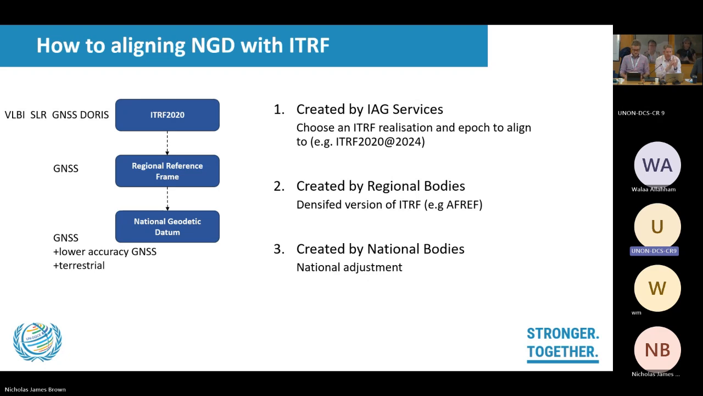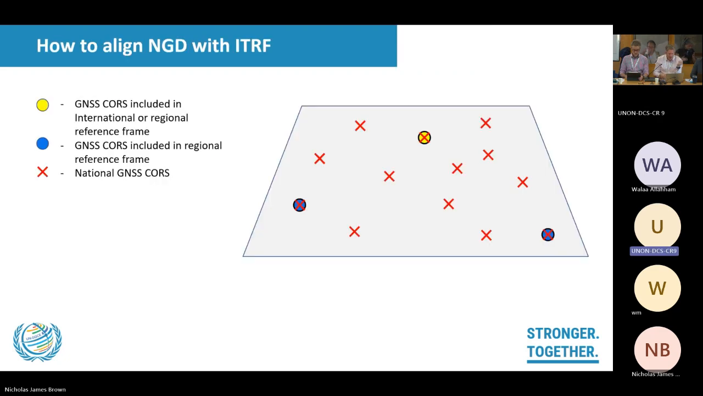And that's what I'm talking about when I say a national adjustment. An adjustment is just a mathematical process where you put all your data sets into the software with the associated metadata. And the output of that process is the coordinates, velocities, and uncertainties of those ground marks that you have in your country. So let's look at a bit of an example here.